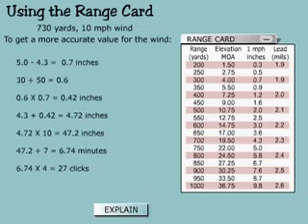To get a more accurate value for the wind, 5.0 minus 4.3 equals 0.7 inches. 30 divided by 50 equals 0.6. 0.6 times 0.7 equals 0.42 inches. 4.3 plus 0.42 equals 4.72 inches. 4.72 times 10 equals 47.2 inches. 47.2 divided by 7 equals 6.74 minutes. 6.74 times 4 equals 27 clicks.